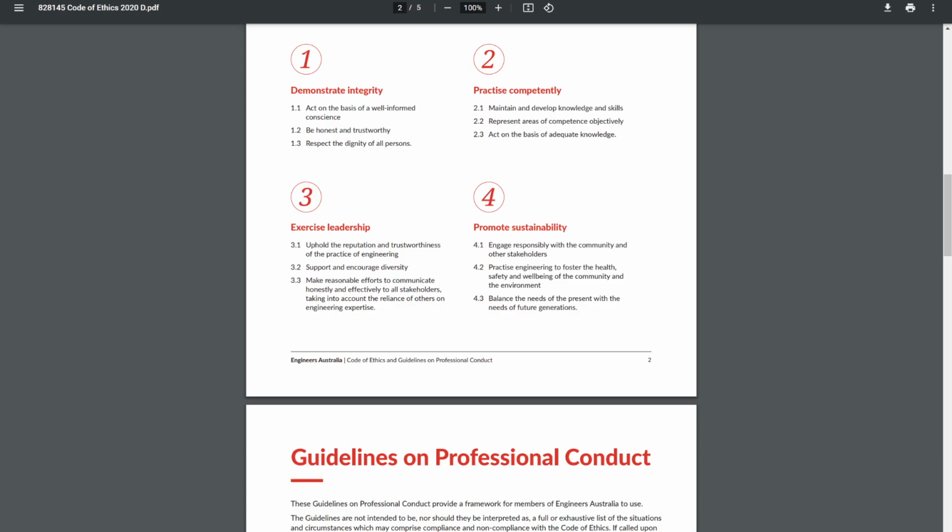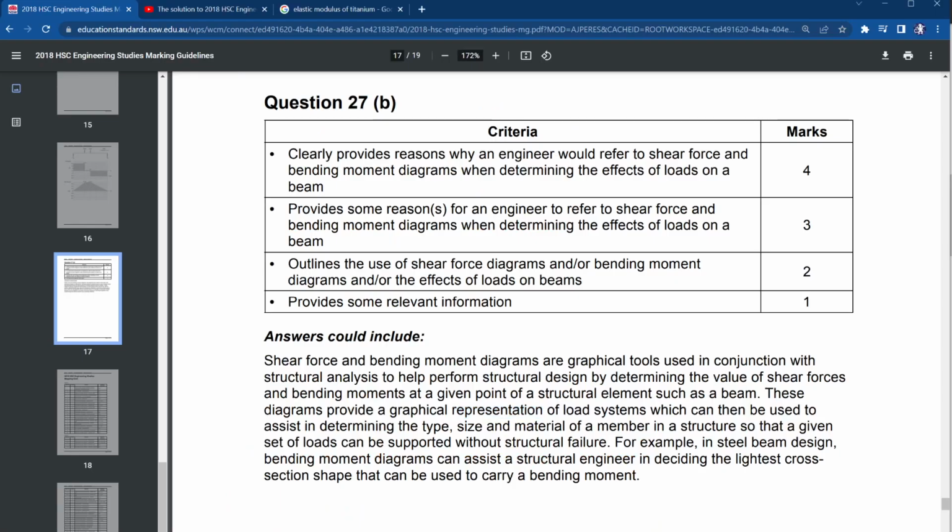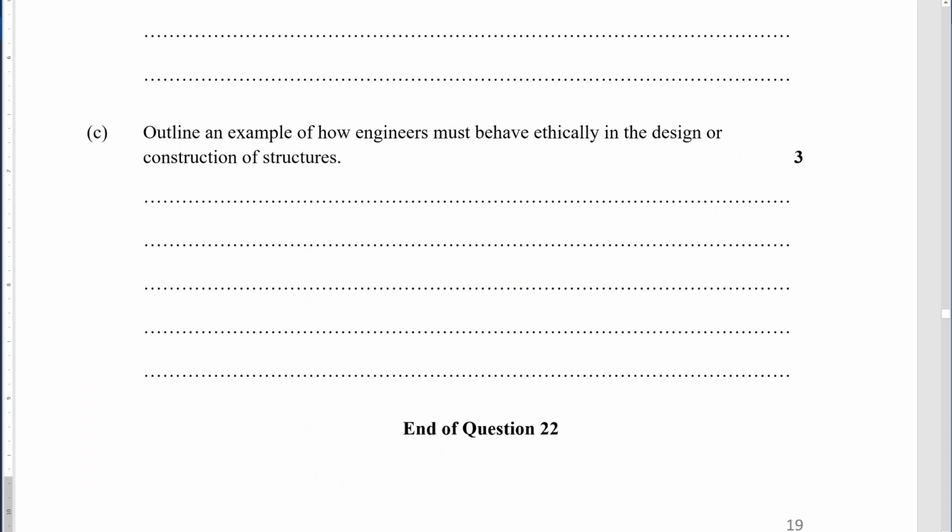So let's go try and give an example for each. So just go back to the specific wording of my question. Outline an example of how engineers must behave ethically in the design or construction of structures. So we can say that for our first one, which is don't lie, we should say not just don't lie, but also don't cheat, don't be corrupt. So the classic example here is, it says an example, so one example is sufficient.